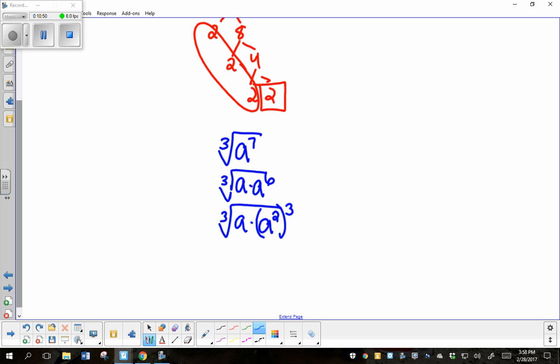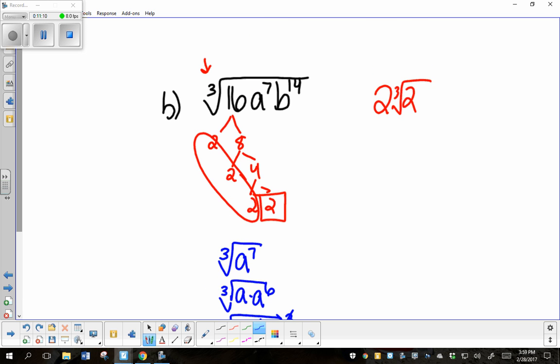So that means that this a has to stay on the inside, but this a squared gets to come out because it's cubed. That part's going to go away. So this is a squared coming out. This a is staying on the inside, so cube root of a. So we can add that to part of our answer. A squared times the cube root of a. A squared's out, cube root of a is in.